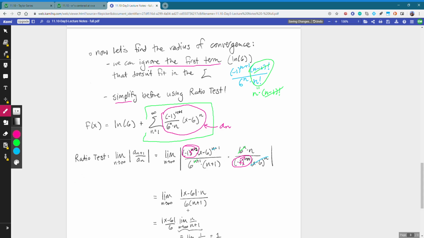And now we just need to take the limit of this thing, right, as n goes to infinity. All right, and so here, we're imagining that x is some constant that we've chosen and plugged in. And so then this absolute value of x minus 6 is some constant, and this 6 in the bottom is. And so we can actually slide this stuff out as a constant multiple. And we can just then take the limit of what's left.